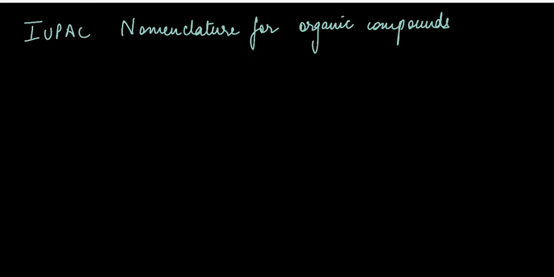So today in this lecture we are going to discuss IUPAC nomenclature of organic compounds. Organic compounds, if we talk about, are compounds majorly made from carbon and hydrogen, and these can be derivatives of other elements like nitrogen, sulfur, oxygen, etc.